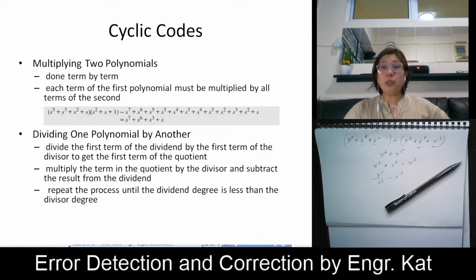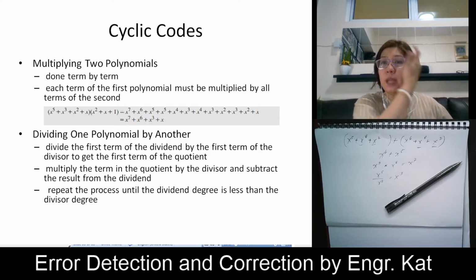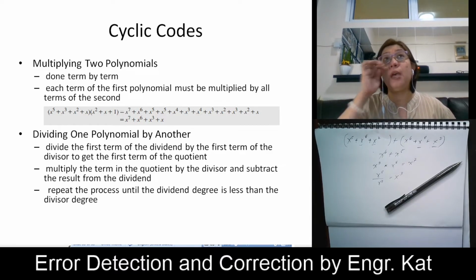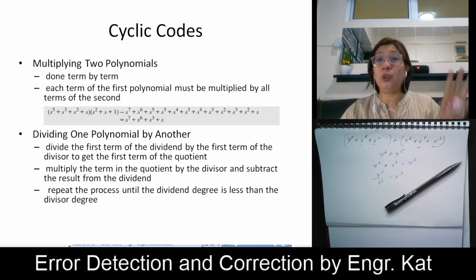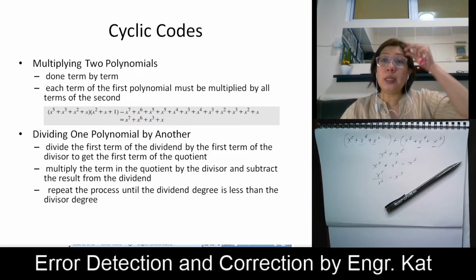How about multiplying two polynomials? This is done term by term. Each term of the first polynomial must be multiplied by all terms of the second. Afterwards, the result is simplified and pairs of equal terms are deleted. In this example, we have x raised to 5 plus x cubed, x squared plus x, multiplied by x squared plus x plus 1. We simply multiply term by term, and eventually you combine those terms that have no pair.